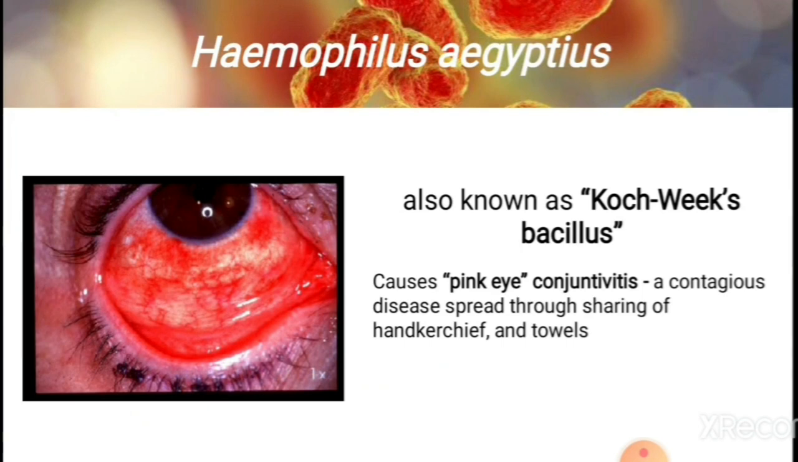Now let's proceed to our Haemophilus aegyptius. Haemophilus aegyptius is otherwise known as our Koch-Weeks bacillus, and it causes pink eye conjunctivitis, as well as Brazilian purpuric fever. Koch-Weeks bacillus is also otherwise known as Haemophilus influenzae biotype 3. Our pink eye conjunctivitis is a contagious disease which is spread through sharing of handkerchiefs and towels.